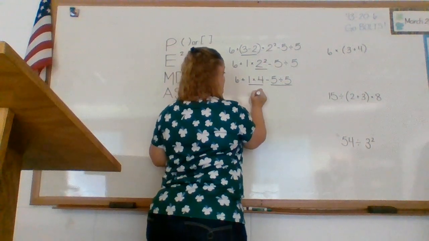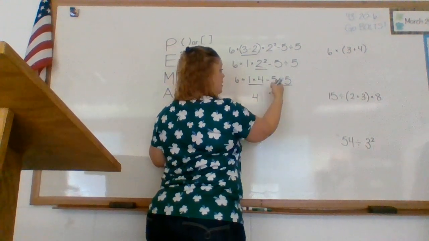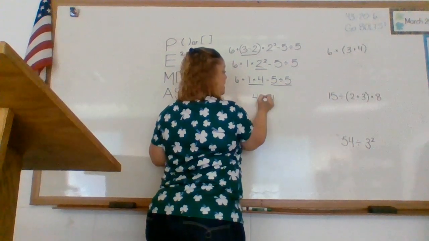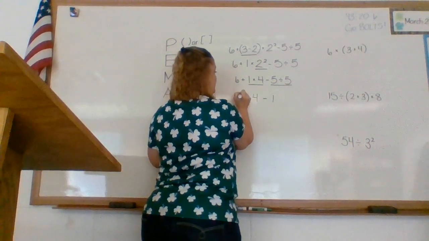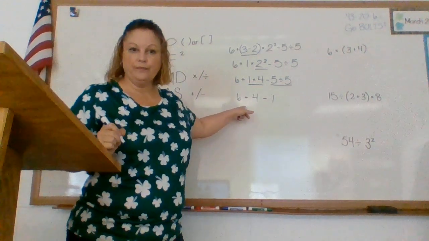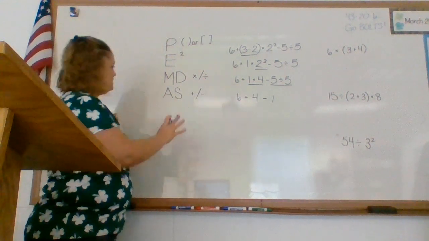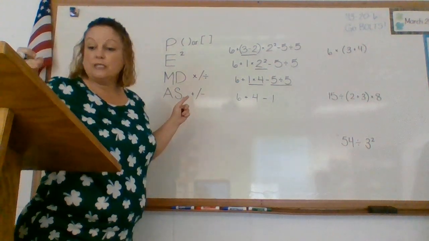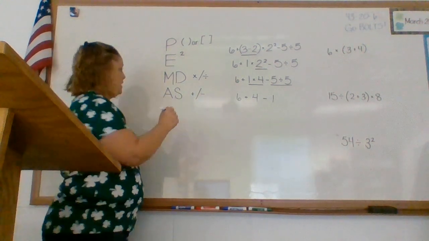first. 1 times 4 I know is 4. 5 divided by 5 I know is 1. I still have a minus sign in between, and then I still have the 6 and the plus sign here. Now we're down to the last step. If you'll notice step 4, add and subtract from left to right.